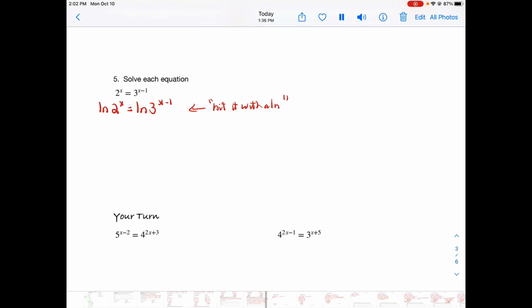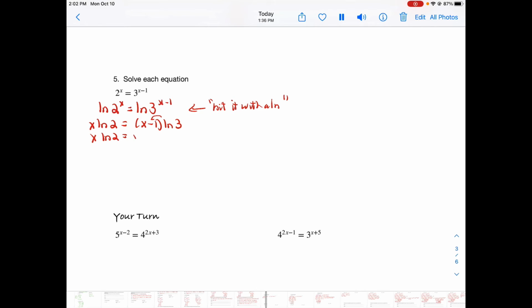Then I'm going to use my power property, and since my power of that first logarithm is x, I'm going to move that to the front and rewrite it as x times the natural log of 2. And then the second, that's going to be equal to x minus 1 quantity times the natural log of 3. Now I need to get rid of the parentheses, so I'm going to use my distributive property on the right-hand side and write that as x natural log of 3 minus the natural log of 3.